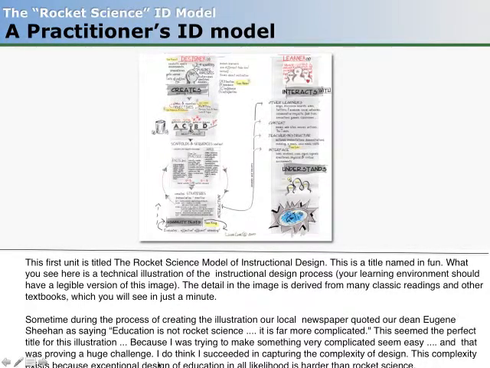The detail in the image is derived from many classic readings and other textbooks, which you'll see in just a minute. Sometime during the process of creating this illustration, our local newspaper quoted our dean, Eugene Sheehan, as saying, "Education is not rocket science. It's far more complicated." This seemed like the perfect quote for this illustration because I was trying to make something very complicated seem easy. This was proving to be a huge challenge. I do think I succeeded in capturing the complexity of design in this image. The complexity exists because exceptional design of education in all likelihood is harder than rocket science.